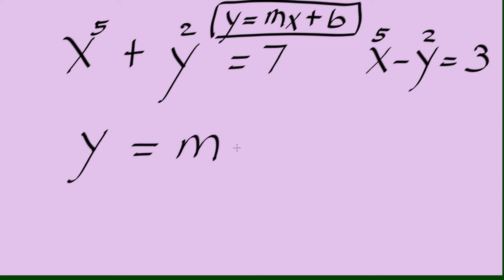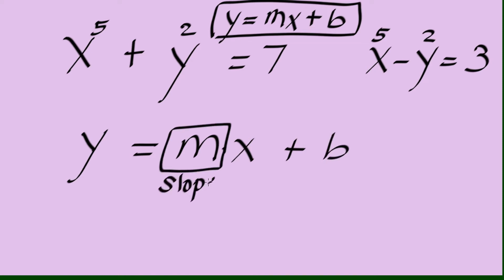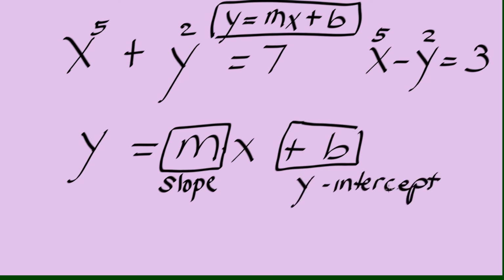Solve for y, and it should look something like mx plus b, in which the m is called your slope, the number next to x. And this part of the equation, the constant, is the y-intercept. And we're going to be using those two, y-intercept and slope, to graph the lines, okay?